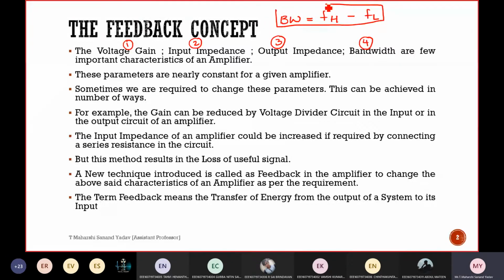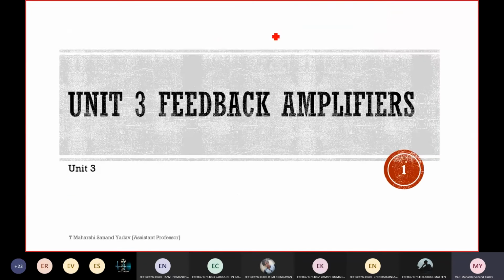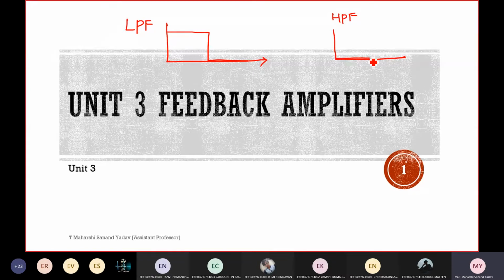This is the higher cutoff frequency. Do you have any idea about low pass filters and high pass filters? What is low pass and what is high pass? A low pass filter will allow only low frequencies. After that, if there are any high frequencies, the output will be zero. If it is a high pass filter, it will allow high frequencies. So initially low frequencies will be zero, and after some time it will allow high frequencies. This is called the pass band, and this is called the stop band.